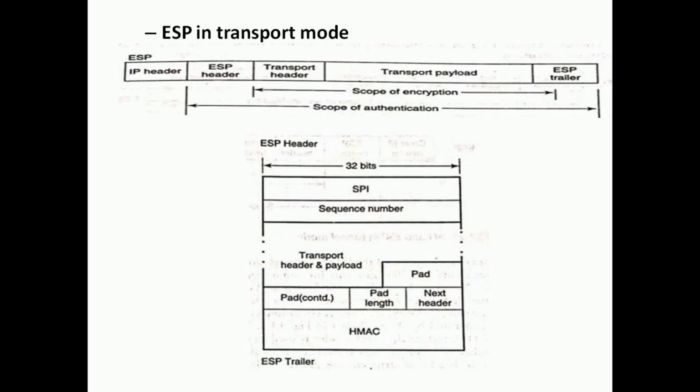So whatever these two figures are showing, this mode of operation is called transport mode because it protects the transport header and the transport payload. That's why it is called transport mode. The IP security header is sandwiched between the IP and the TCP headers.